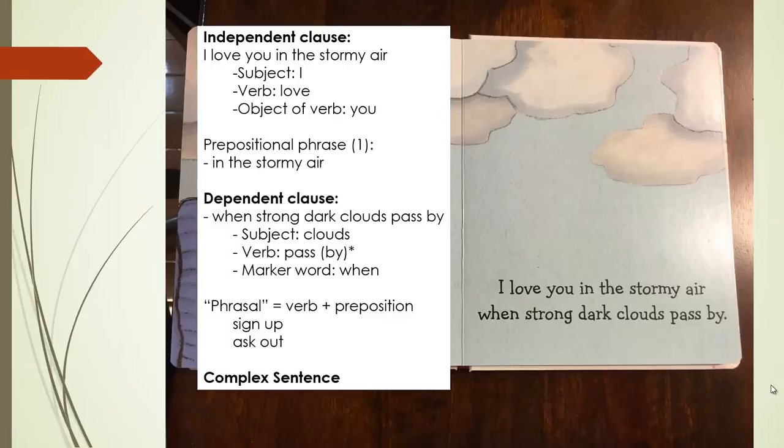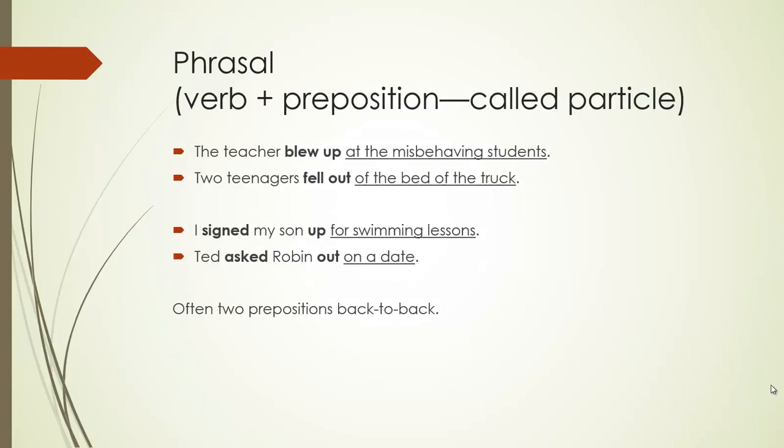So something here I want to talk about real quick. We have something funky with the verb pass or pass by. We call that a phrasal, which is a verb plus a preposition. So I'm going to talk about that in the next slide for a second. But everything else here is pretty standard. We've seen it in other slides. About phrasals. So it's a verb plus a preposition, and we call the preposition a particle. And here are a few examples.